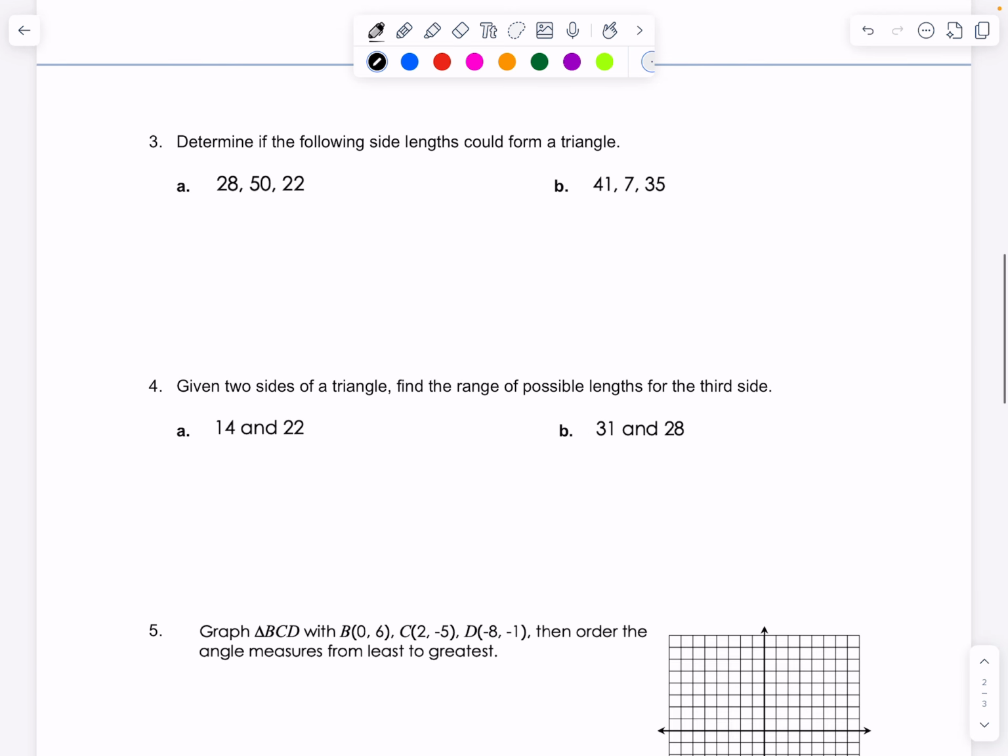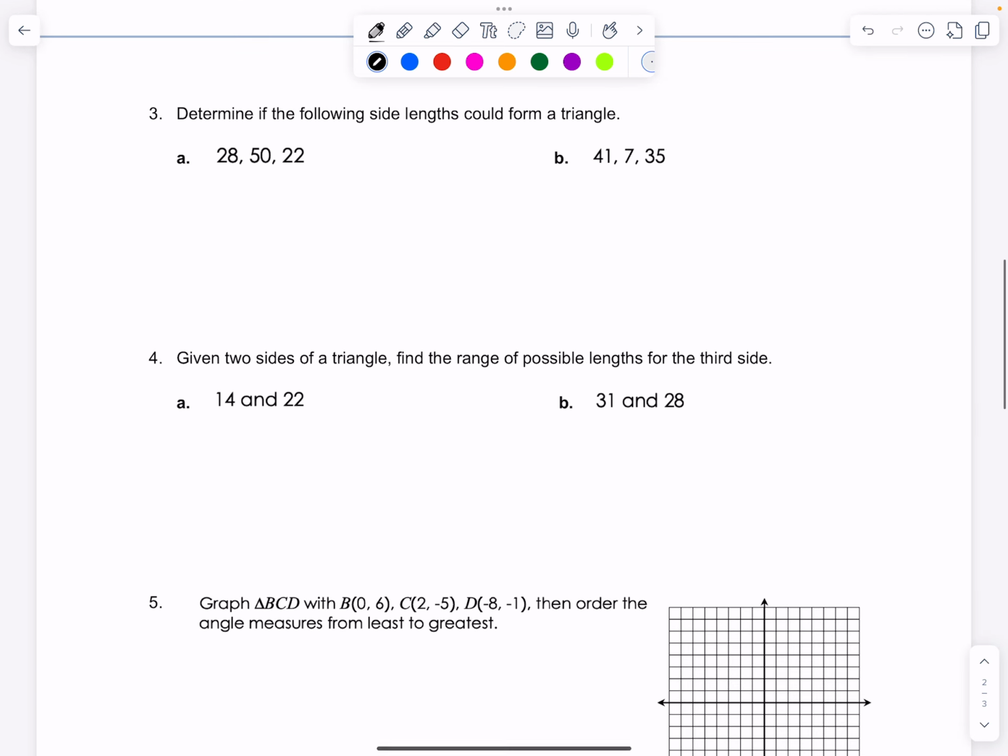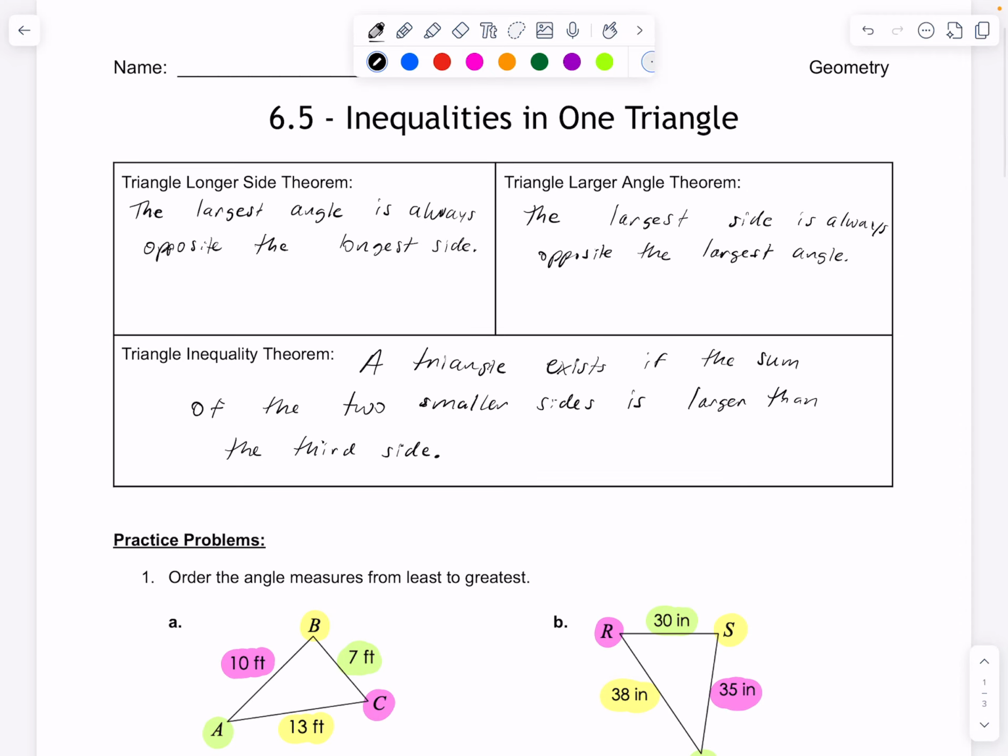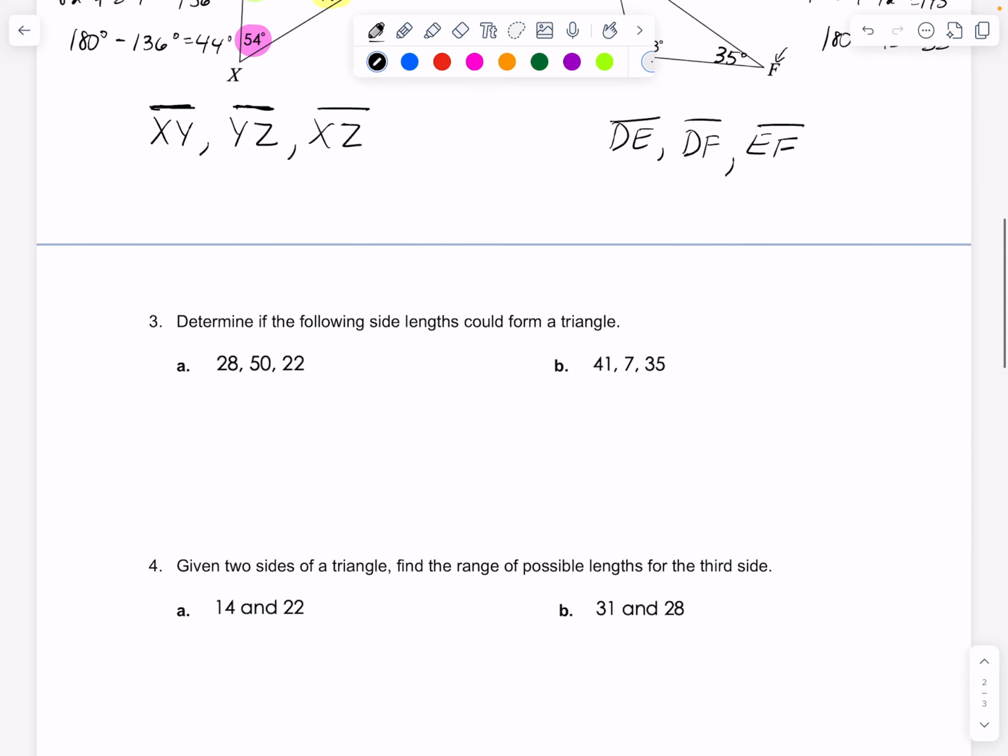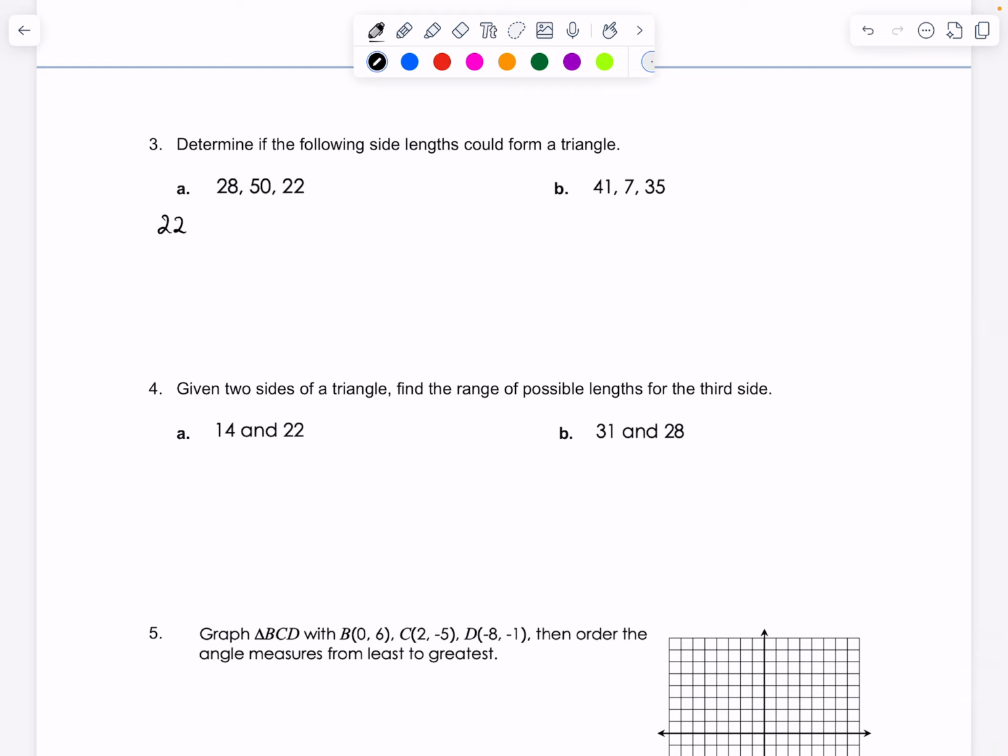Okay, now using the triangle inequality theorem, we're going to do these next couple. So this next one here, number 3, says to determine if the following side lengths could form a triangle. So remember we said, go back to our notes, that a triangle exists if the sum of the two smaller sides is larger than the third side. So here we go. The two smaller sides are 22 plus 28, which is 50. So I need 50 to be larger than the third side, which is 50. Is 50 larger than 50? No. So these would not be able to form the side lengths of a triangle.